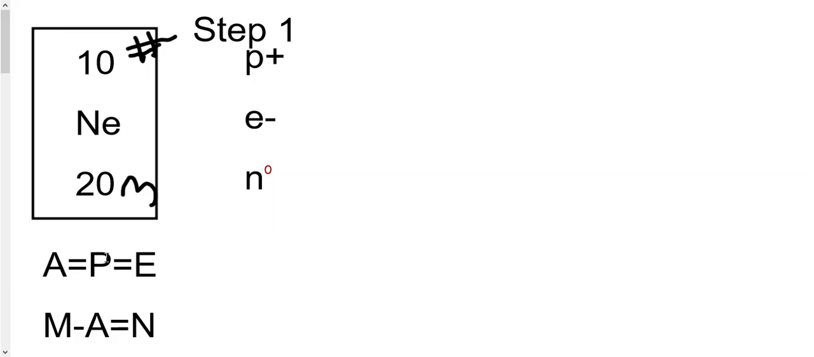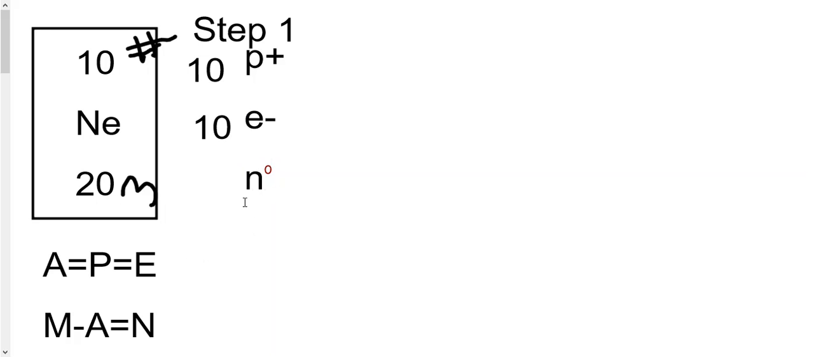The number of protons is equal to the atomic number. That's what A signifies. So in this case, our atomic number is 10, which leaves us with 10 protons. You'll see down here my reminder that the number of electrons is also equal to the number of protons, or the atomic number. And so we also are going to have 10 electrons.